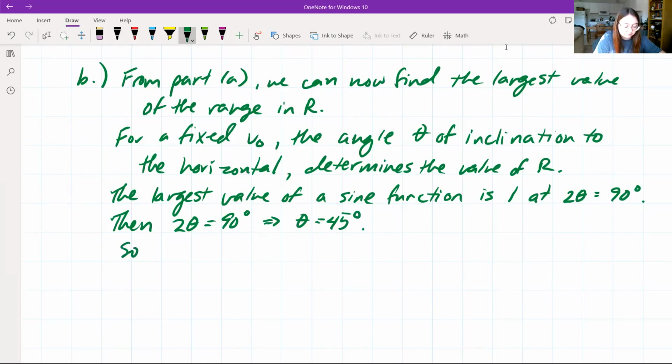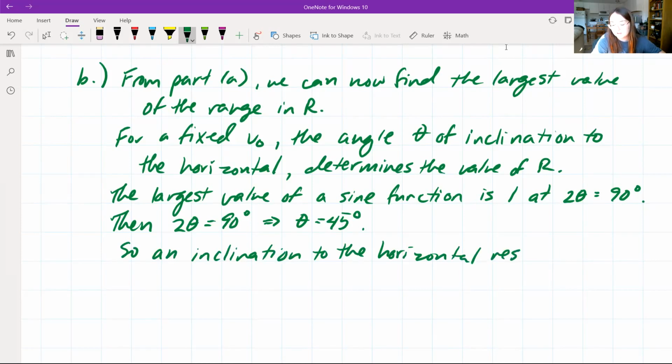So this tells us that an inclination to the horizontal results in the maximum range.